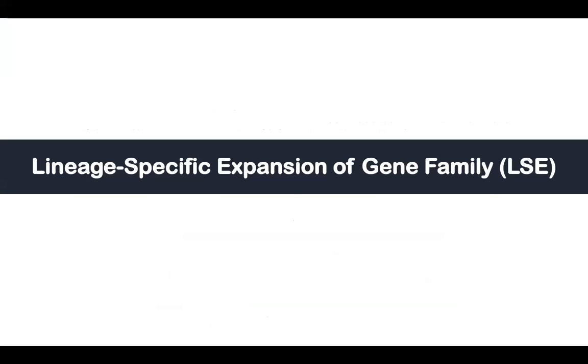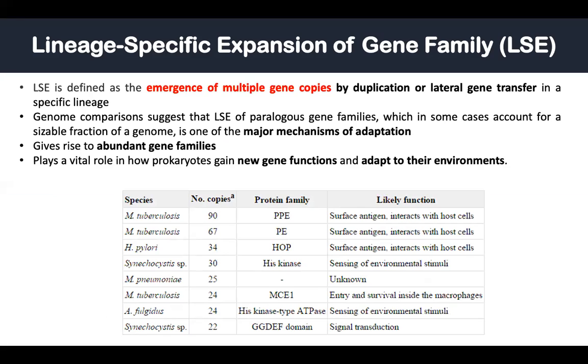So moving on to the second mechanism, lineage-specific expansion of gene families, also known as LSE. Okay? So LSE is defined as the emergence of multiple gene copies, either by duplication or lateral gene transfer events in a specific lineage. Genome comparisons suggest that this LSE of paralogous gene families, which in some cases account for a sizable fraction of a genome, is one of the major mechanisms of adaptation. We notice this especially when organisms are trying to adapt to a particular stress or environmental challenge.